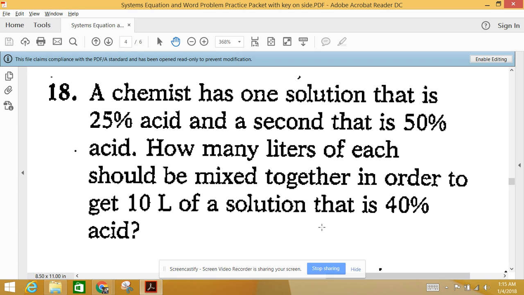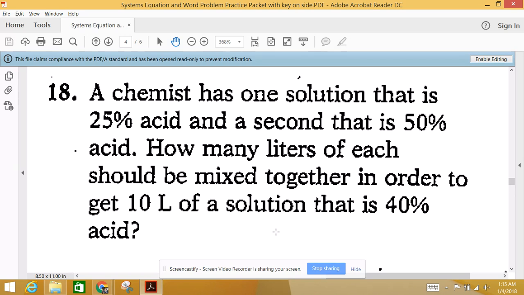Okay, now we're going to deal with some classic solution problems. These are classic mixture problems. Numbers 18, 19, and 20 are much more clearly mixing things. We're mixing two different liquids in order to get a new liquid that's got a different portion in it.